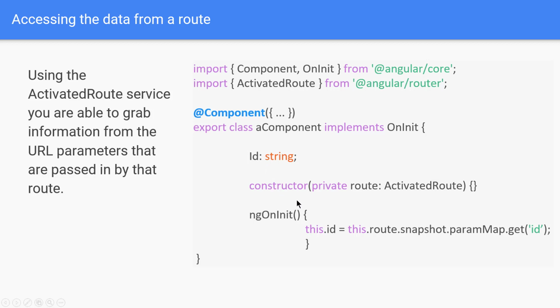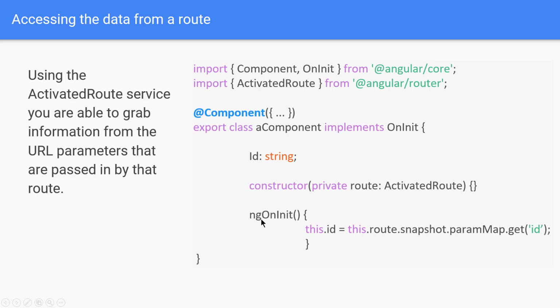By injecting the activated route service through the constructor, we then will be able to have access to this.route.snapshot.paramMap.get, and we can grab the ID parameter that will get sent in through our route, and we will save that into our ID. Now, I notice there's a mistake here. That should be a lowercase i if it's to match that. We're case sensitive, so that would be wrong.